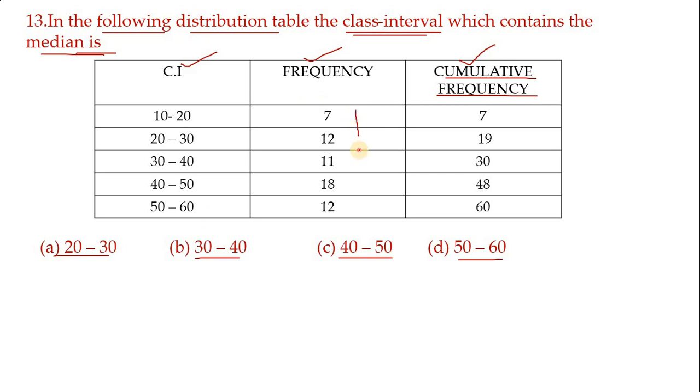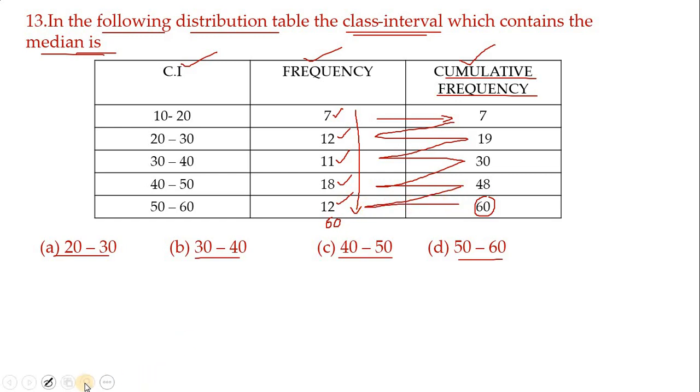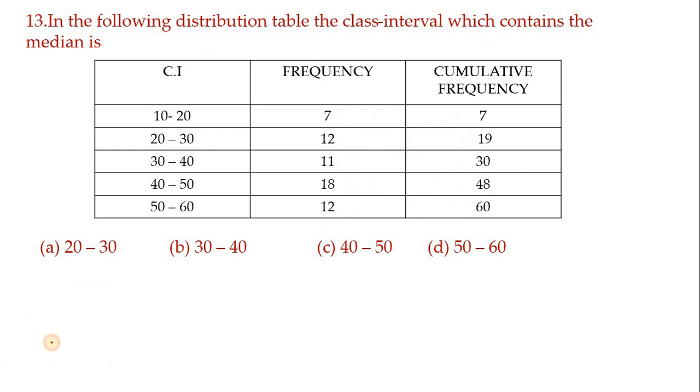For that we want to add all these frequencies. If you add 7 to 12, we will get 19, 19 added to 11 we will get 30, 30 added to 18 we will get 48, 48 added to 12 we get 60. So here we get 60. First we wrote 7, next 7 added to 12 we got 19, 19 added to 11 we got 30, 30 added to 18 we got 48, 48 added to 12 we got 60. Now 60 divided by 2, we want to find n by 2. So 60 by 2 is 30. Which class interval does the 30th lie in?